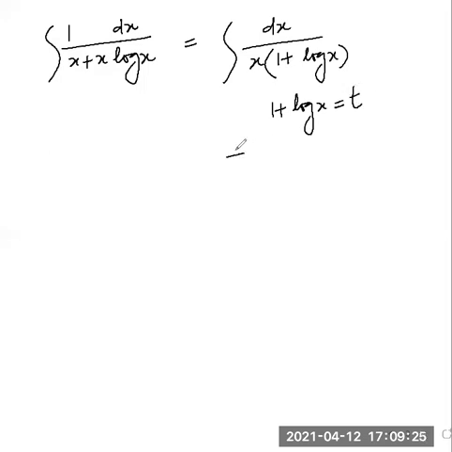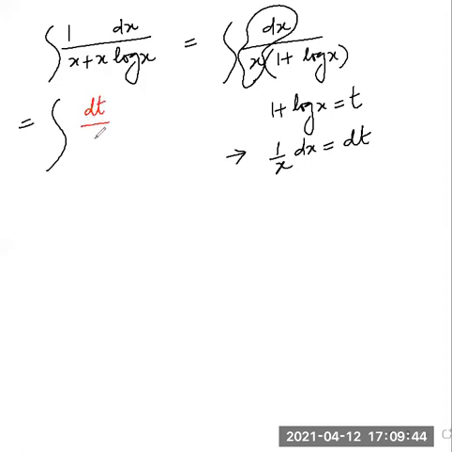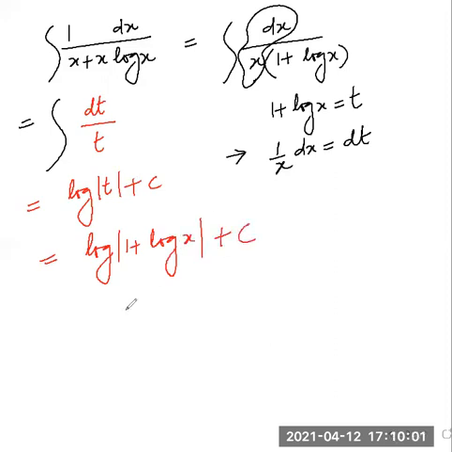Tell me the next step. 1 by x dx is equal to dt. Beautiful. And that's what we have here. So this becomes dt by t. So it's all done. That is equal to log modulus t plus the constant of integration. Replace back. Please tell what that is: log of 1 plus log x, plus c. Beautiful. Done. Let's do more sums.